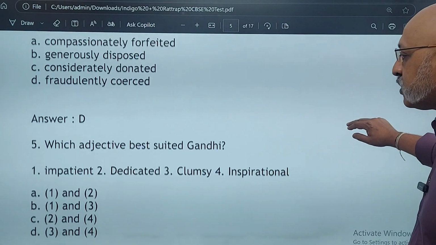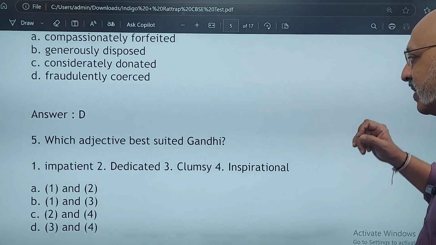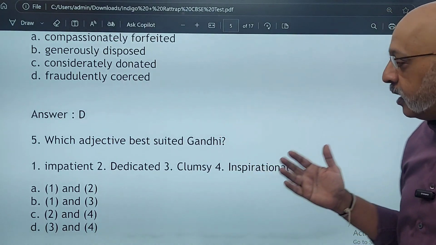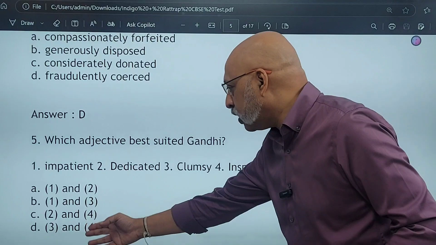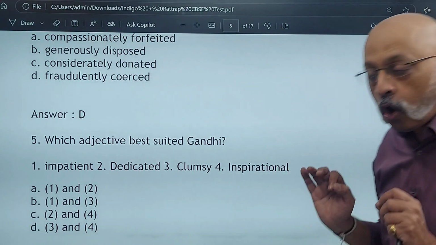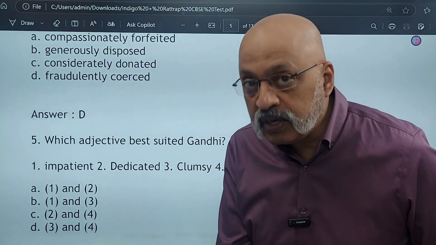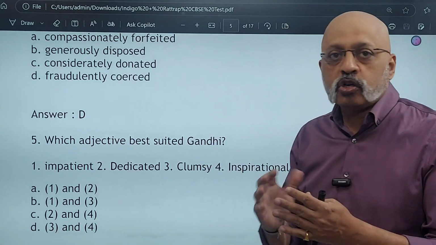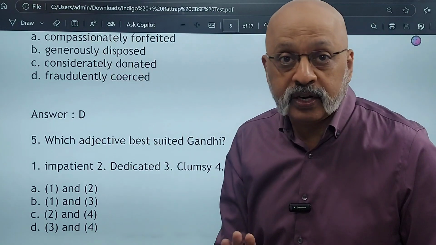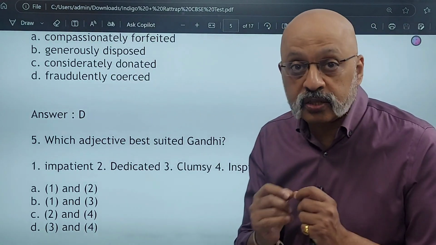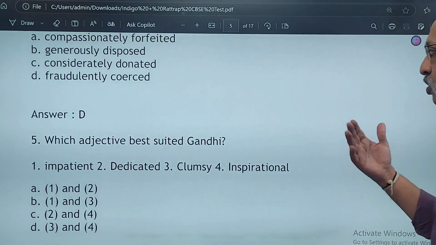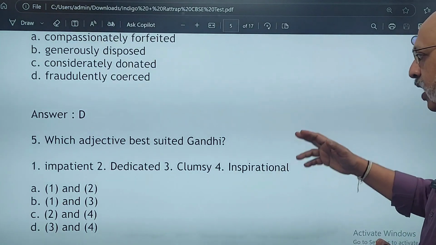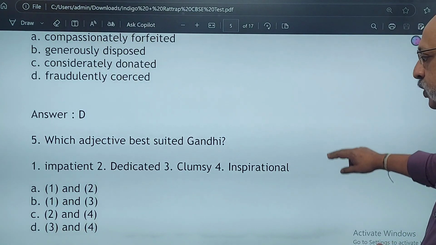Which adjective best suited Gandhi? Impatient, dedicated, clumsy, and inspirational. You can very easily make out that it's definitely not clumsy. So straight away option B and option D get eliminated. Always follow the theory of elimination. Eliminate the distractors, eliminate the incorrect choices. Always cross check. Don't say, okay, I feel A is right so I'll tick A. Always see B, C, D too. Always see those 3 options. So which adjective suited Gandhi best? In my opinion it will be 2 and 4, which would mean option C.